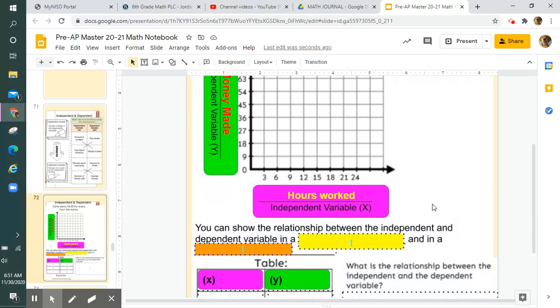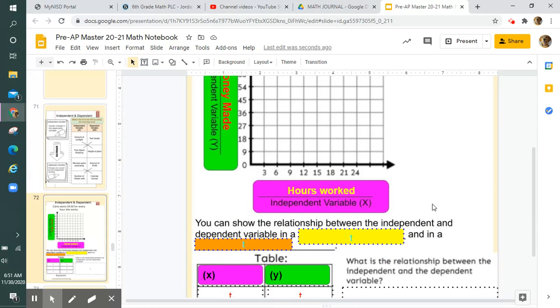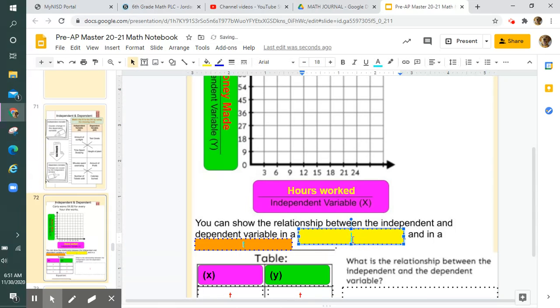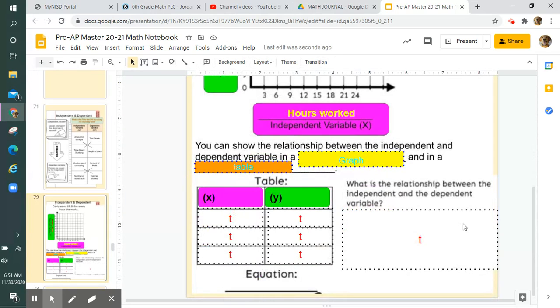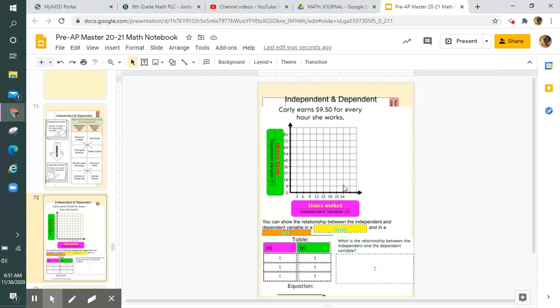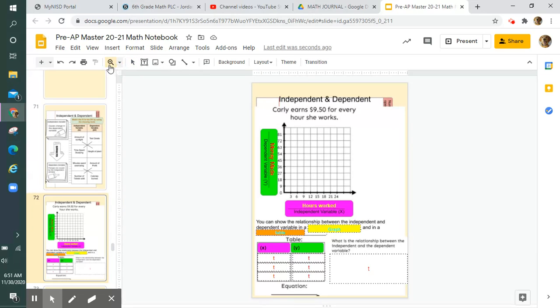You can show the relationship between the independent and dependent variable in a graph, like we just did at the top, or in a table. So you can put the points in a graph or in a table. Okay, so just below here, we have a table. So I'm going to zoom out a little bit because I need to be able to see. Oh, that zoomed out a lot. Hold on. All right, I need to be able to see the graph and the table here.